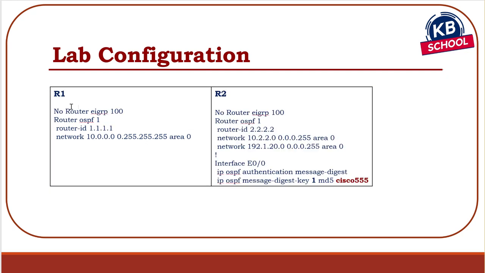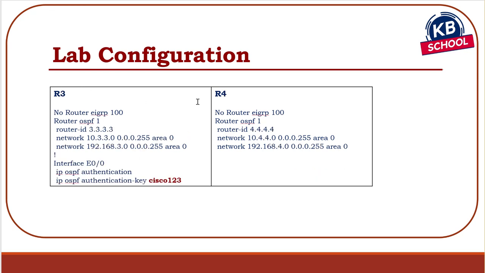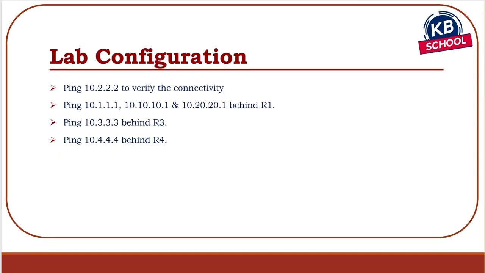Now on the router side, on router 1, I got rid of EIGRP and enabled OSPF instead, enabled it on all the interfaces. On router 2, no router eigrp 100, enabled it under the OSPF process, enabled the different interfaces, and then enabled MD5 authentication under the interface. Lab configuration on R3, again, got rid of EIGRP, ran OSPF, and did clear text authentication. R4 just got rid of EIGRP, replaced it with OSPF. Verified it by pinging, which was all good, and that concluded our OSPF lab.